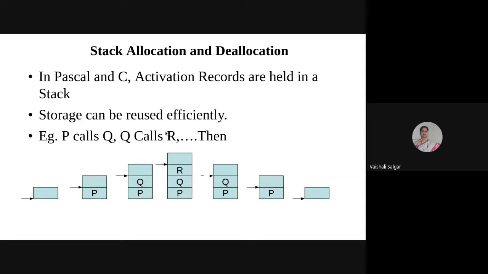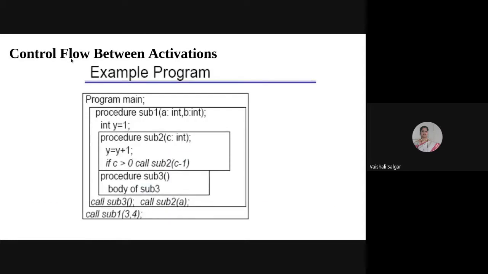Once my procedure R is completed, it will deallocate, or pop, that topmost element from the stack. Obviously it will return to Q, so Q will be executed. Once it is completed, it will be removed from the stack. And at last, after completion of P, the stack will be empty. So this is the stack allocation and deallocation. Now we will see in detail how the control flows between the activation records.